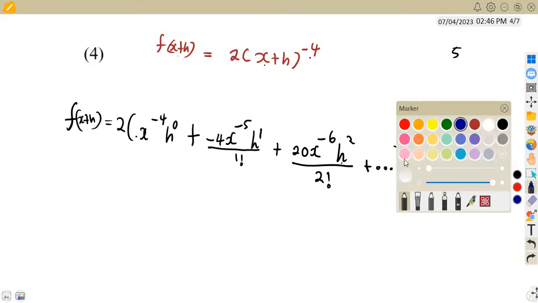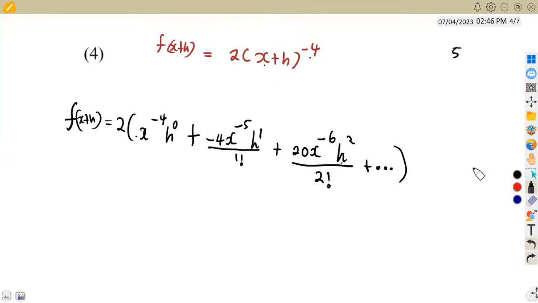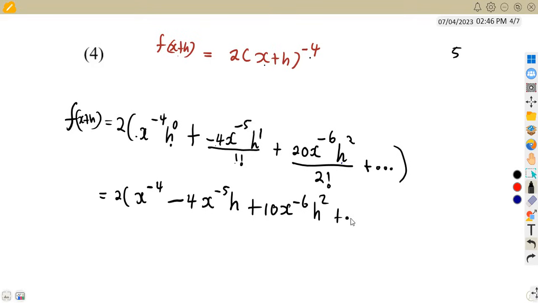So let's move on now to the expansion of the bracket. Or before that, let us just simplify inside the bracket so that we can expand later on. h to the exponent of 0, that's 1. So this one remains as x to the exponent of -4. Then here we've got -4 divided by 1 factorial, which is -4 x to the exponent of -5 h. All right, here we simplify 20 divided by 2 factorial. This is going to be 10. So it's going to be plus 10 x to the exponent of -6 h squared, plus and so on and so on.